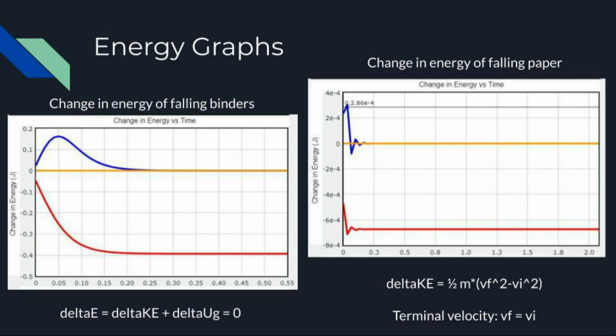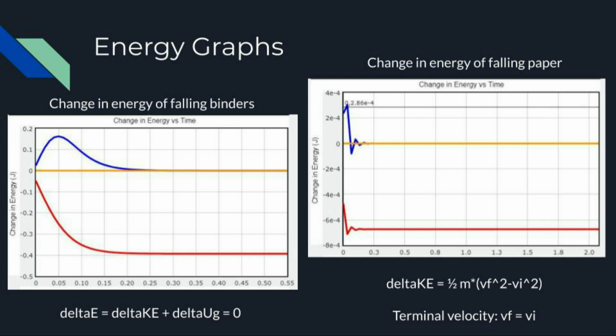The change in energy graphs are generated by GlowScript for the falling binders and the falling sheet of paper. They both start off with positive kinetic energies shown in blue and negative gravitational potential energies shown in red. The kinetic energy eventually becomes constant at zero, and the gravitational potential energy becomes constant at some negative value. The instant where the kinetic energy becomes zero indicates where the object reaches its terminal velocity.